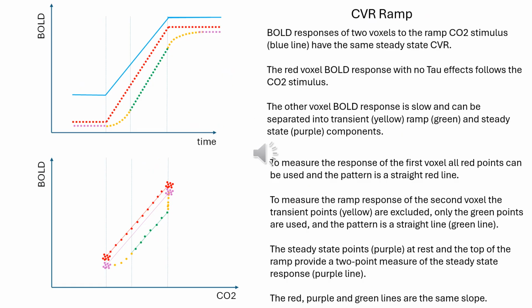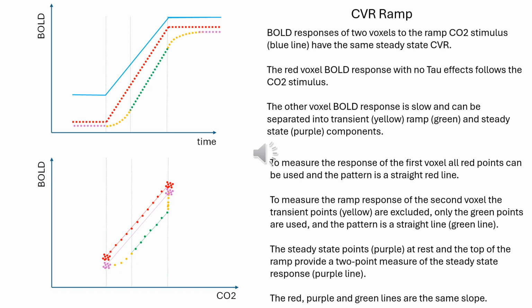Using a step CO2 stimulus to measure CVR is simple, but only includes two CO2 tensions in the regression. To discern any nonlinear patterns of the BOLD response to CO2, the response must be measured over a range of CO2 tensions. Using a ramp PCO2 stimulus accomplishes this discrimination.